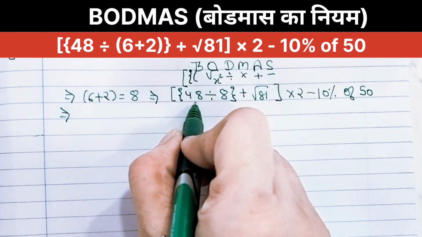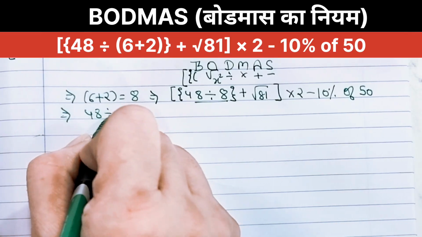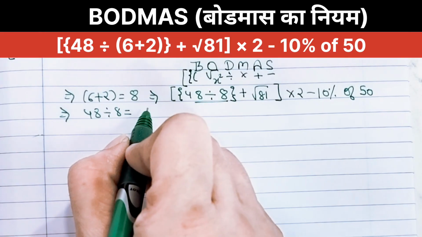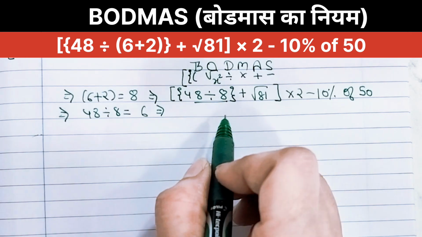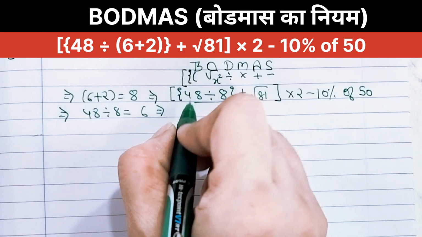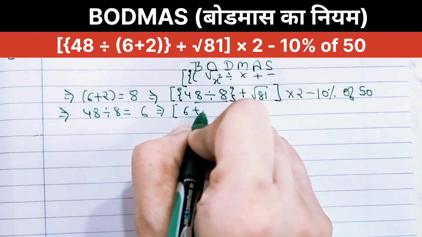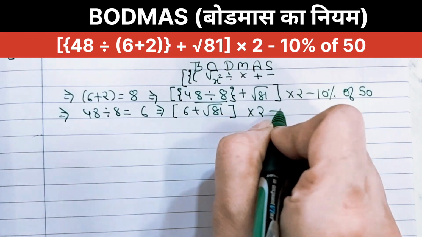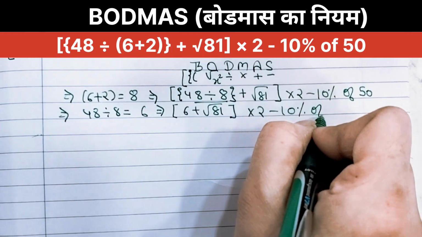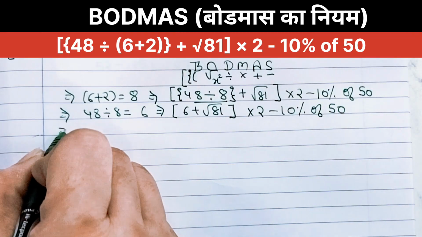According to the next step, we solve the curly braces. Now 48 divided by 8, the division part, calculated, we get 6. According to this, proceed outward to evaluate the next bracket layer. And now the current expression becomes square bracket 6 plus root 81 square bracket, multiplied by 2 minus 10% of 50. Move to the next step.